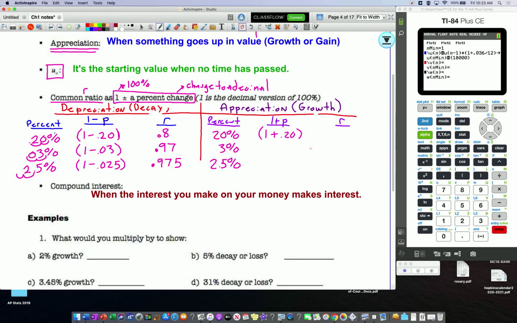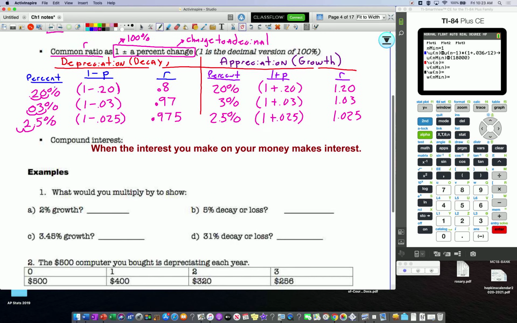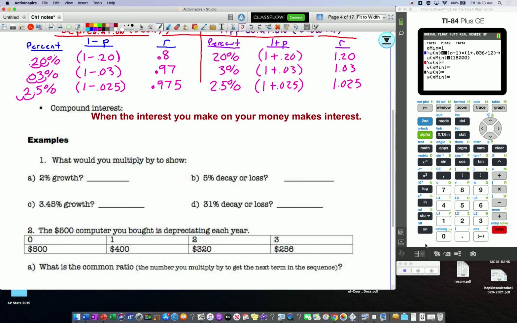And in the calculator stuff, we're going to show you later how you can just leave it as such. But you could also write it as 1.20. We go 1 plus 0.03. So we get 1.03. Okay? 1 plus 0.025. And we get 1.025.